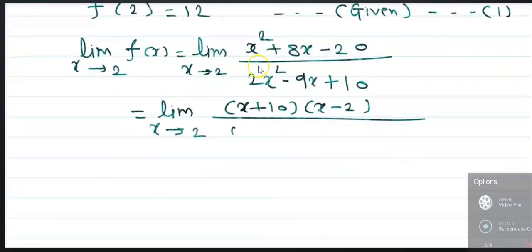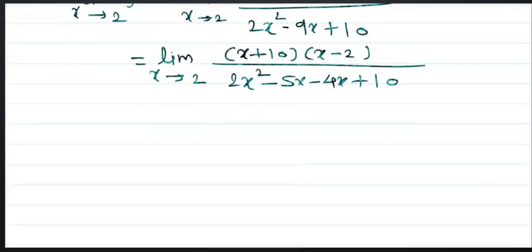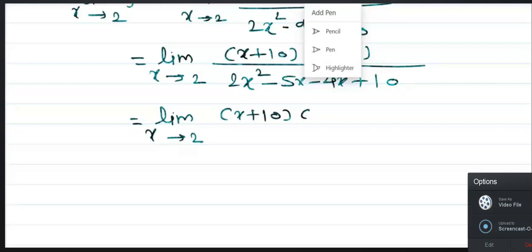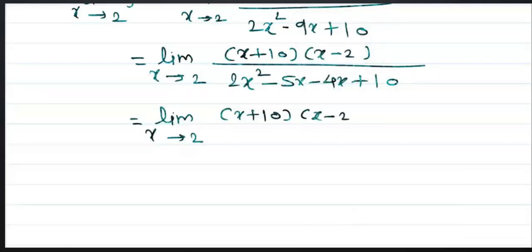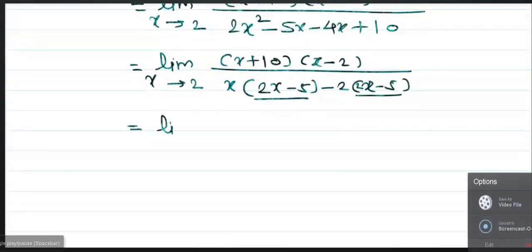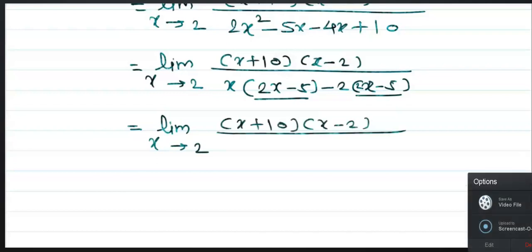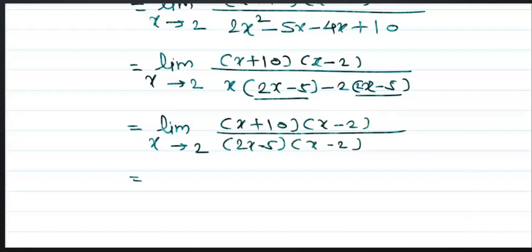Now factorize it. x square plus 8x minus 20 is x plus 10 times x minus 2. Now factorize also the denominator. 2x square minus 5x minus 4x plus 10. That is limit x tends to 2, x plus 10 in first bracket, x minus 2 in second bracket, and in the denominator x common, 2x minus 5, minus 2 common, 2x minus 5. Therefore limit x tends to 2, x plus 10 in the first bracket, x minus 2, and in the denominator x minus 2 and 2x minus 5.